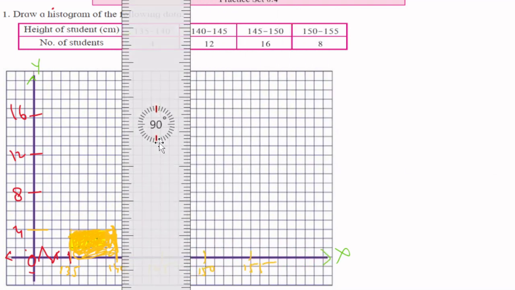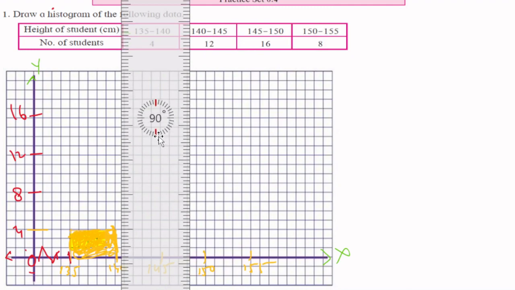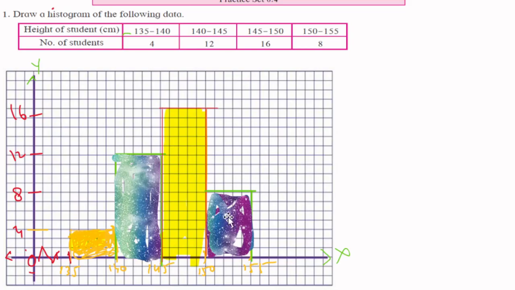Use your scale and pencil, and you can do it immediately on the paper. So done, I have written all the things, right? I plotted the graph, and I've used so many colors. It's not required to use so many colors. You can use just a simple pencil, and this will become your histogram.